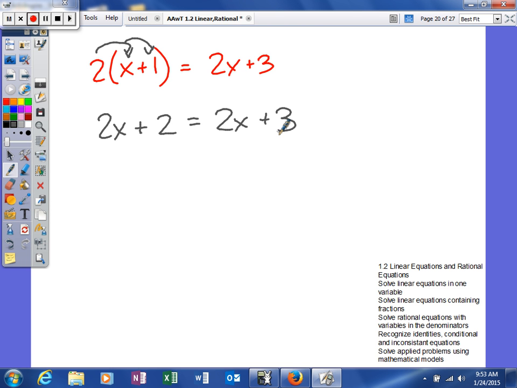And now to solve this, I need to get my variables on the same side. So I'm going to subtract 2x from both sides. When I do that, I get 2 is equal to 3. Well, anytime your variables cancel, you have a special type of solution. In an example like this, if these two numbers are equal to each other, then your answer is all real numbers. But if they're not equal to each other, then your answer is no solution.